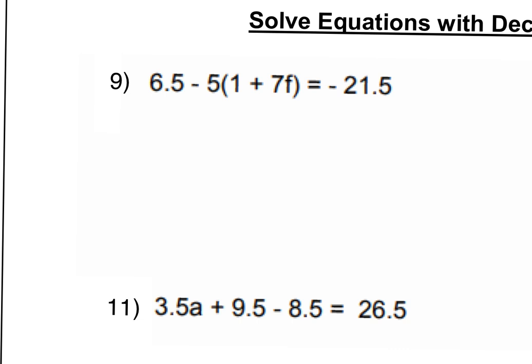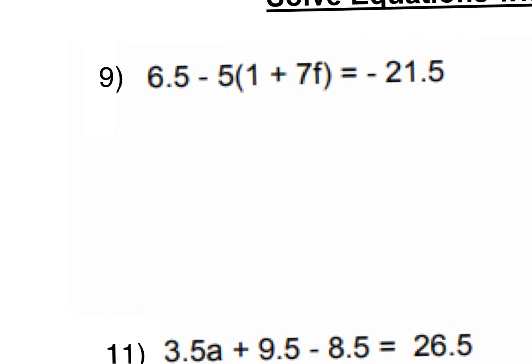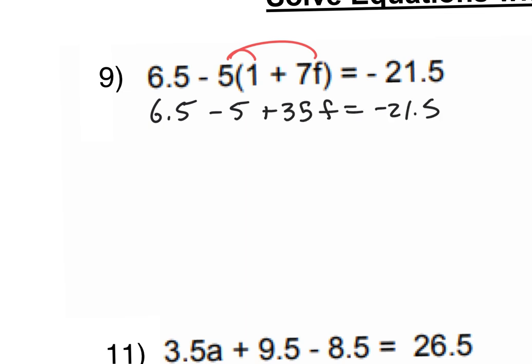What if we have decimals? No big deal. We can deal with decimals. Really, decimals are just like any other number, but you have an extra place. That's all it is. So let's go ahead and start off by distributing this 5. So I'm going to rewrite the new equation below. It'd be 6.5 minus 5 plus 35f equals negative 21.5.